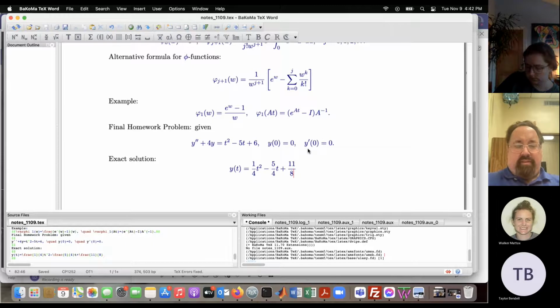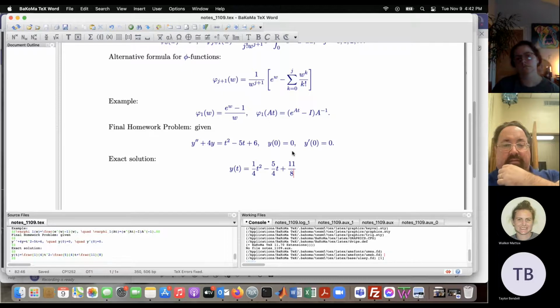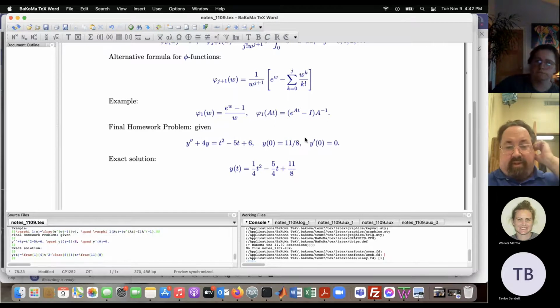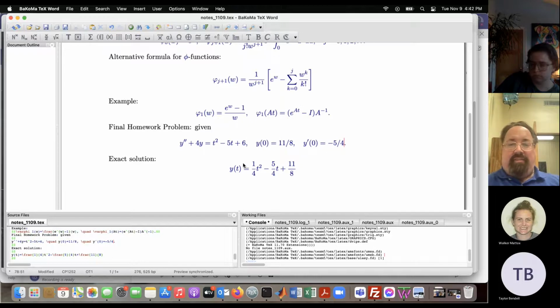Actually, wait a minute. You know what? This does not satisfy the initial conditions. Or I need to adapt the initial conditions to make sure it does satisfy. All right, 11/8, and then okay, those are the initial conditions. That's still a solution.